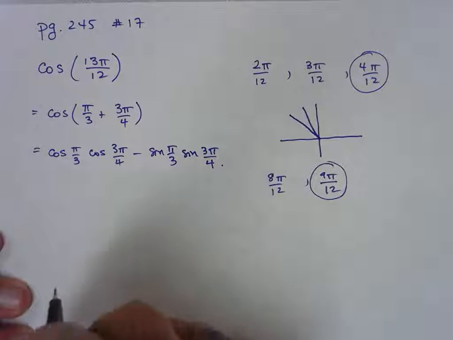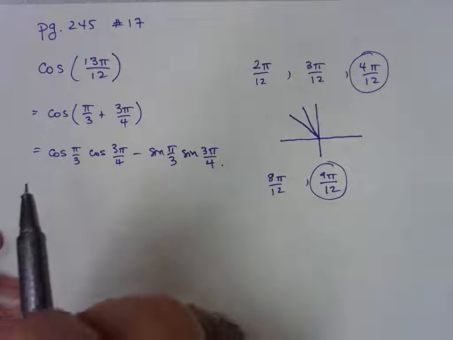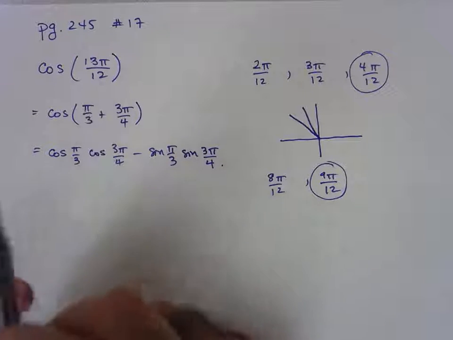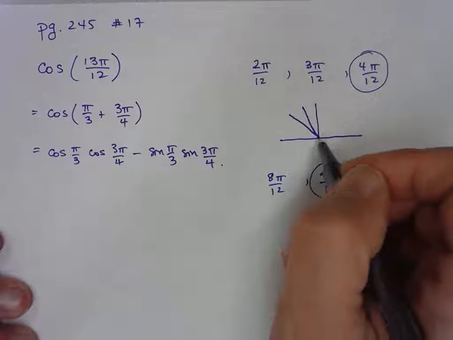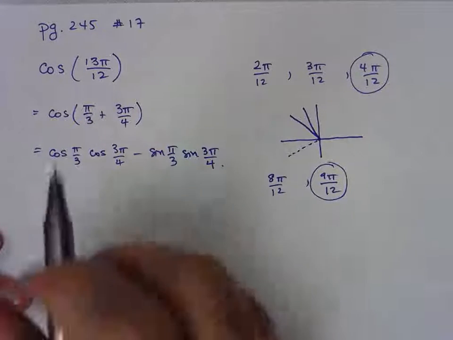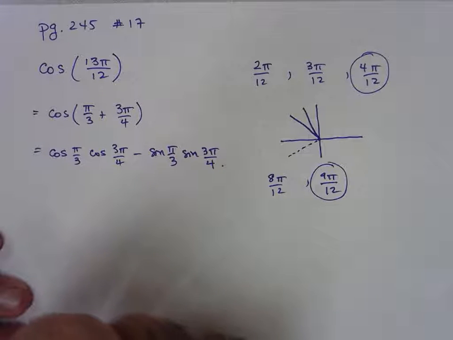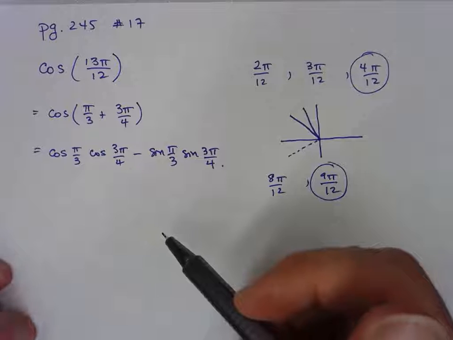Okay, now before I go and calculate this, let's just see where 13 pi over 12 lives. So 13 over 12 is slightly more than 1. So this angle here would be slightly more than pi. So that means it's in the third quadrant. So we expect the final answer here to be negative. So that's a good way of checking your answer. If you don't get a negative answer, you must have made a mistake somewhere.